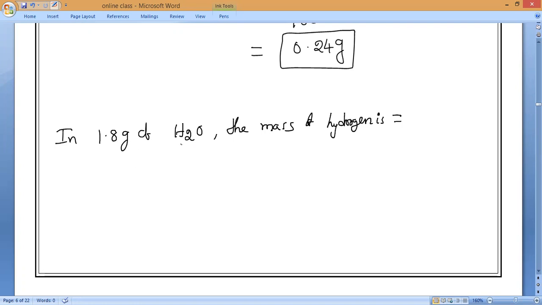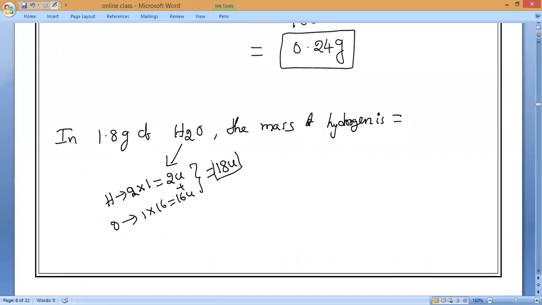First of all, tell me, what is the hydrogen atomic mass? Hydrogen is 1. But here 2 atoms are there, so 2 into 1 is 2. And oxygen, as we know, 1 into 16, which equals 16 U. So if you add both, what is the molecular mass of water?